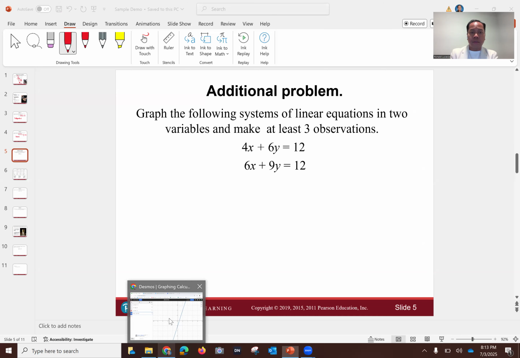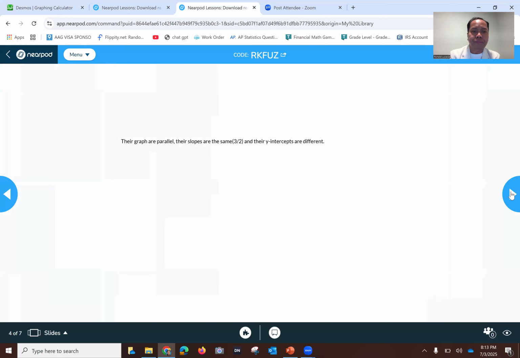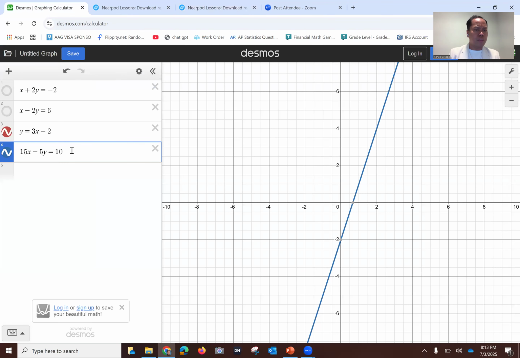Okay, let's see. What did you put on the Nearpod? Their graphs are parallel, their slopes are the same, which is 3 over 2, and their y-intercepts are different. Let's check if that's really parallel.